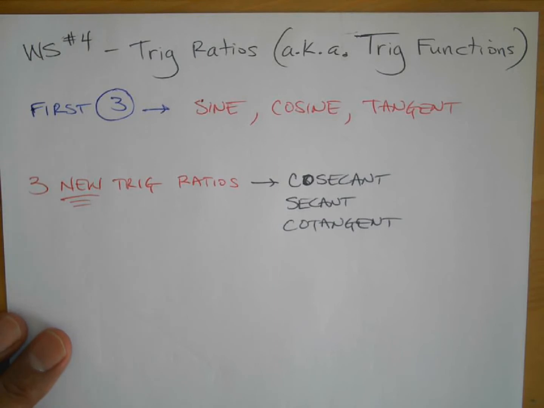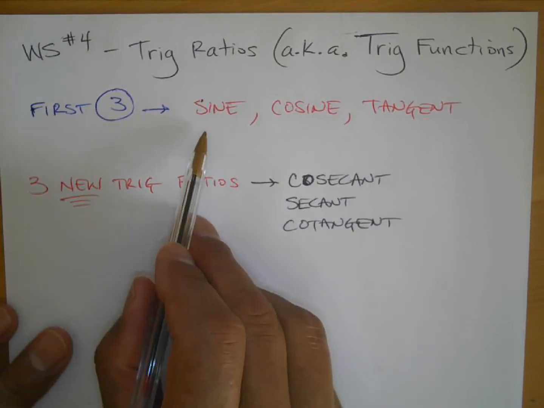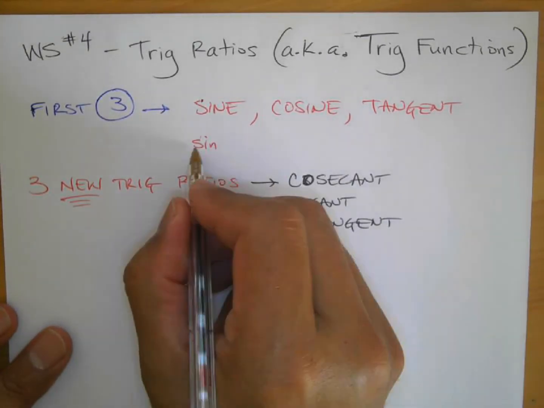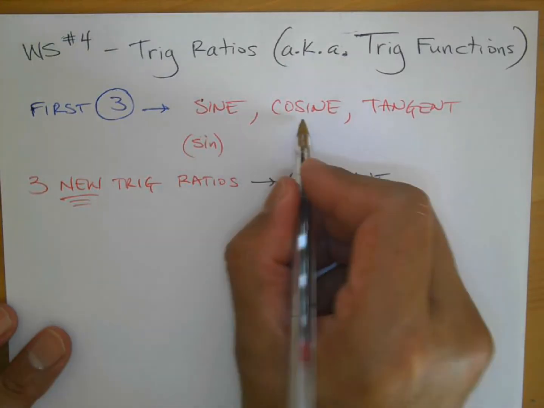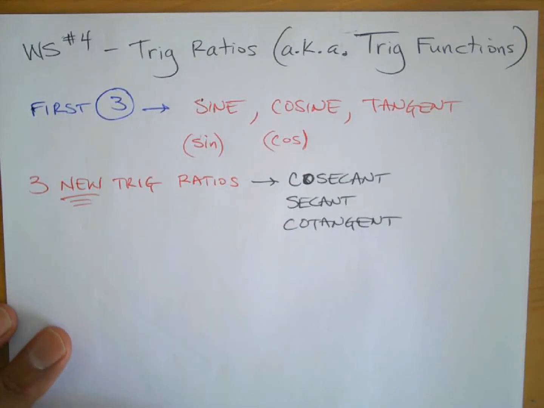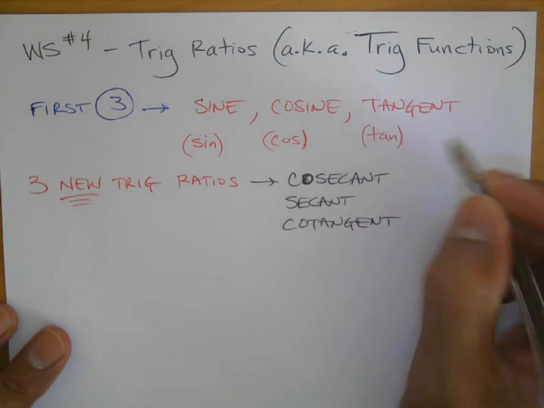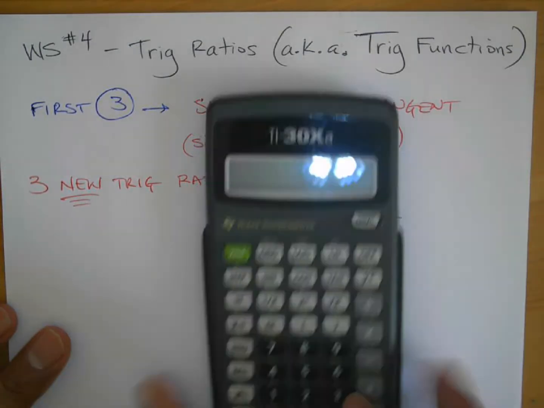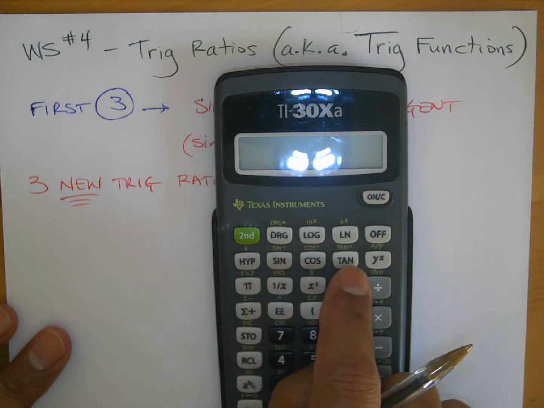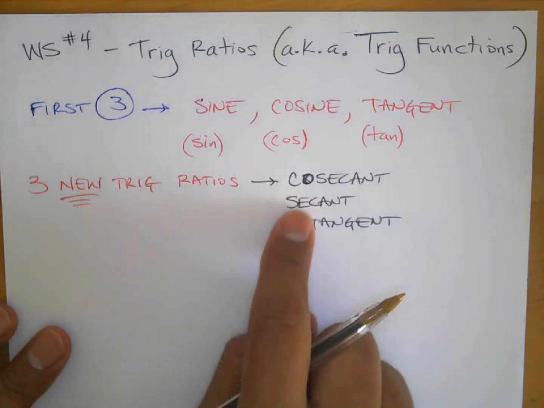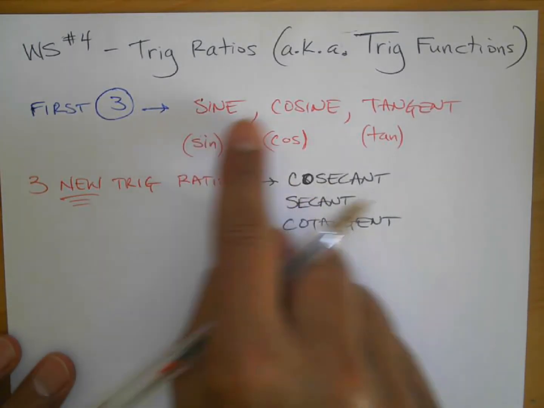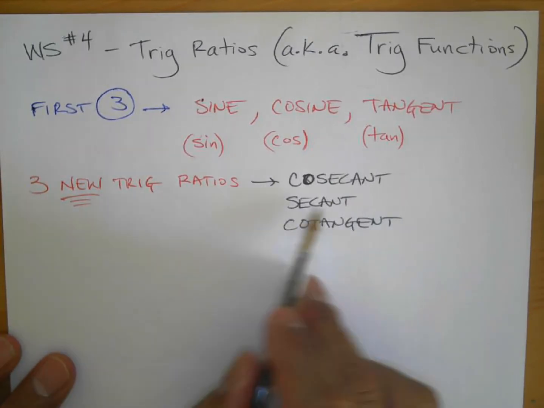All right, so we know the abbreviation for sine is the first 3 letters, right? So this is sine. This one, the first 3 letters is cosine, for short. And this one, the first 3 letters is tangent, right? And we have those in our calculator, right? Sine, cosine, tangent. You're not going to find these new 3 on the calculator. There's only buttons for sine, cosine, and tangent. But we're going to learn these 3.